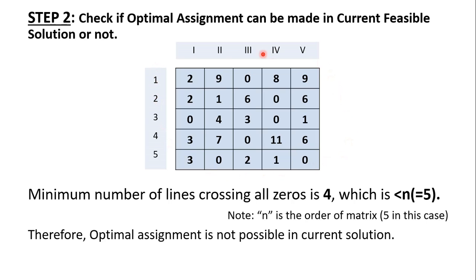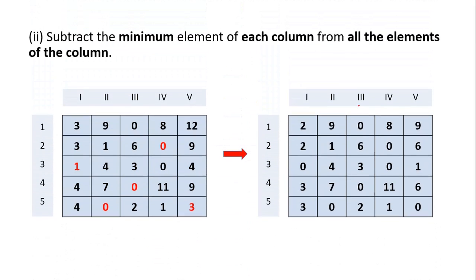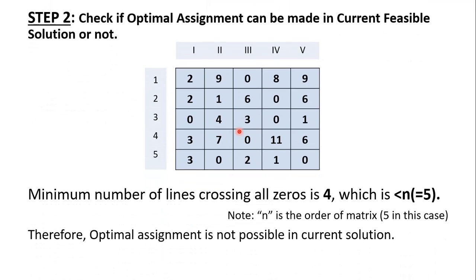So this is the exact table we have got in the previous step. Now once we have the current feasible solution, using this table, how can we say whether there is an optimal assignment in this particular feasible solution? The minimum number of lines which cross all the zeros present in the table will give us the idea whether the assignment made here is actually optimal or not. How? Let's see that.